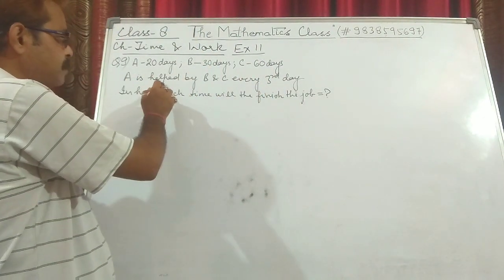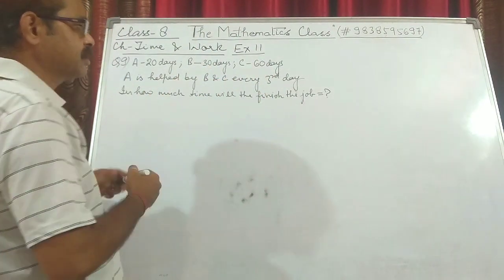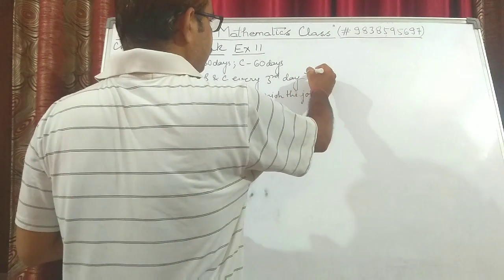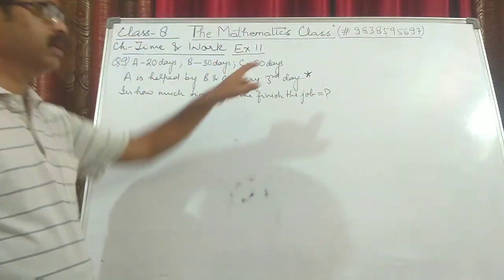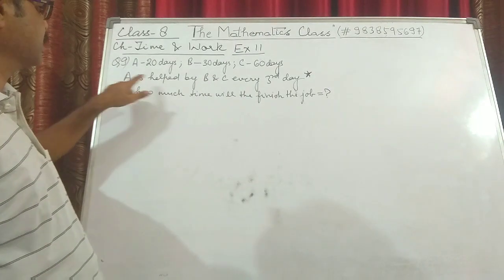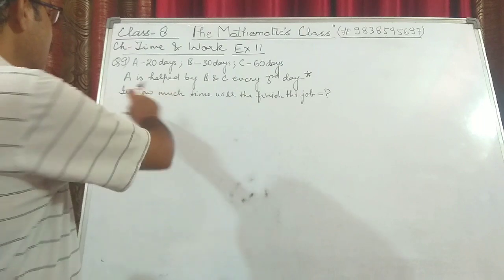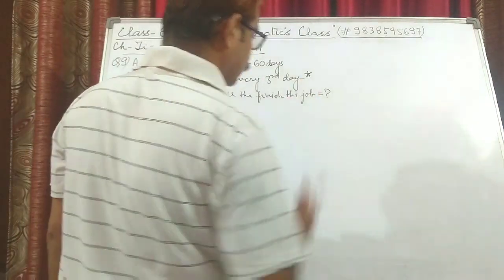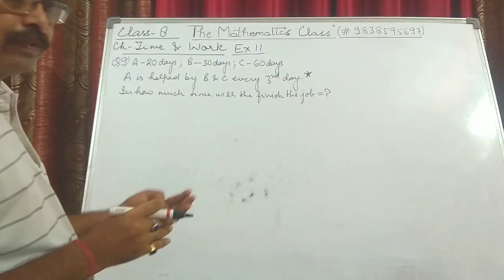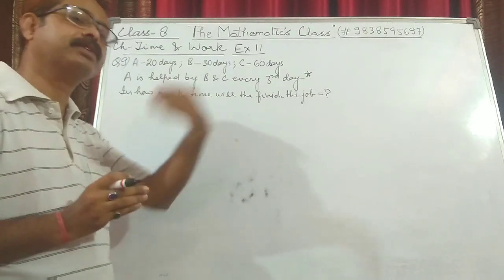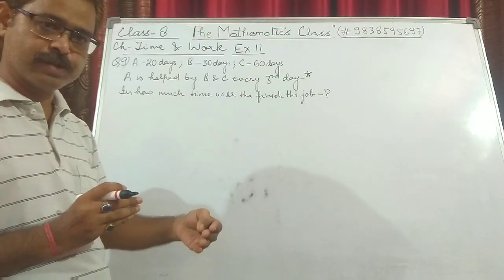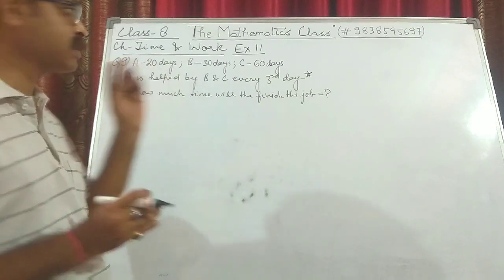A is helped by B and C every third day. Now this is very important. This is the main turning point. A is helped by B and C every third day. In how much time will they finish the job? So what are we going to do? We will calculate after 3 days how much work has been done and how much work is left.